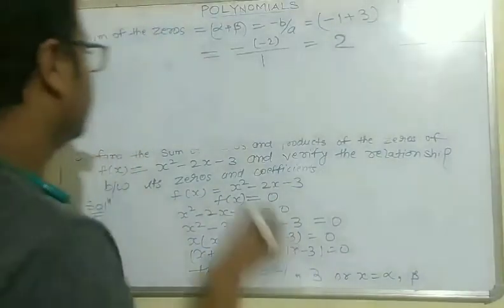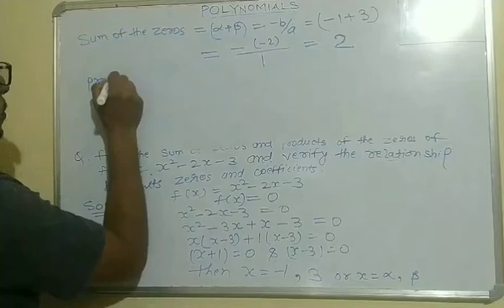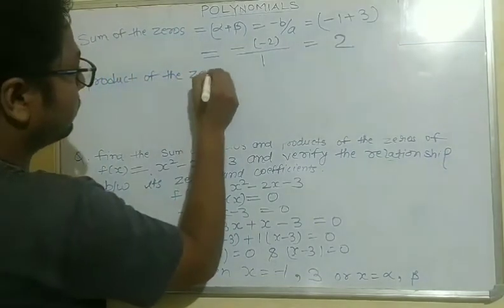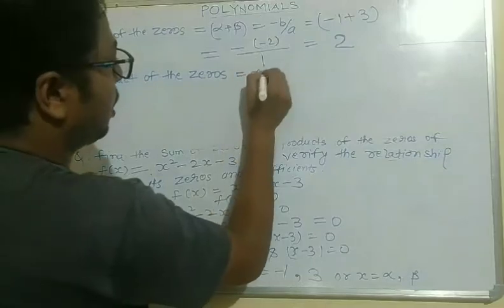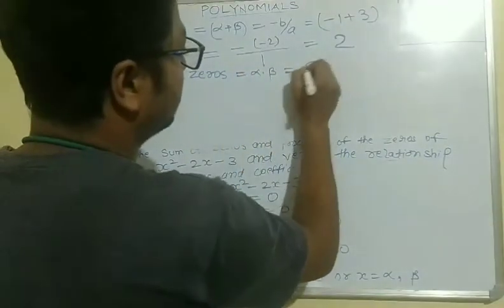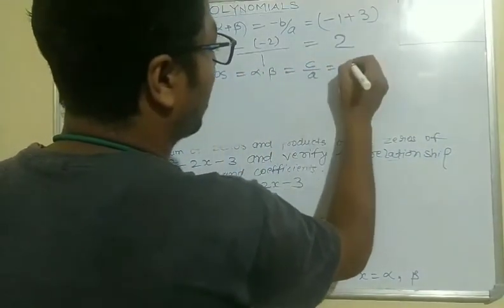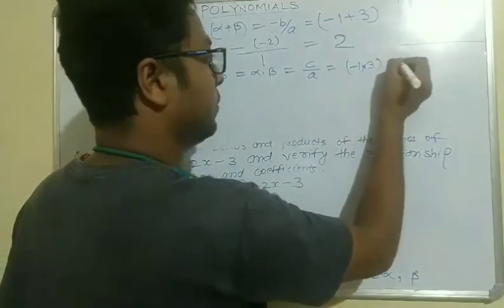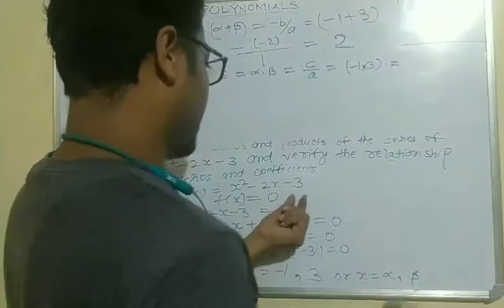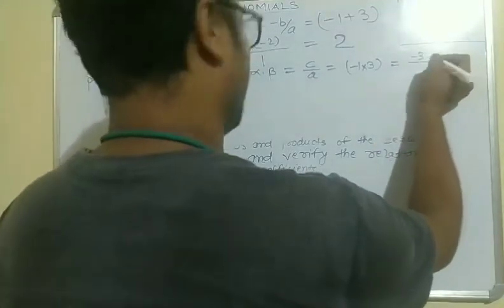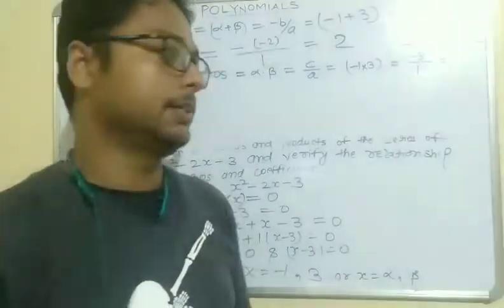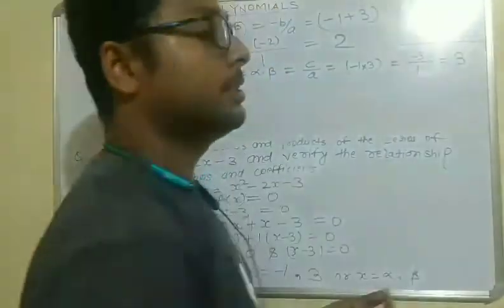And the product of the zeros equals alpha dot beta equals c upon a. Alpha dot beta means minus 1 dot 3, which equals minus 3, and c upon a is minus 3 upon 1. Both LHS and RHS give the same result, minus 3.